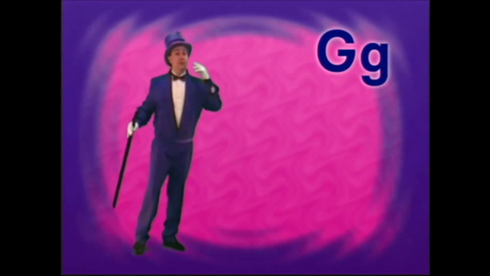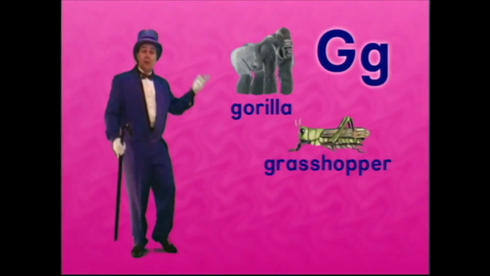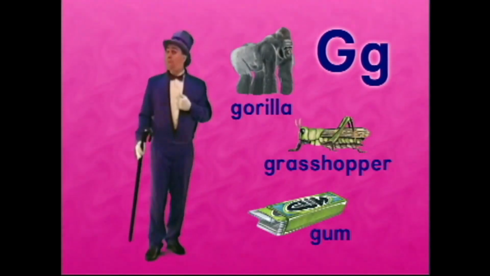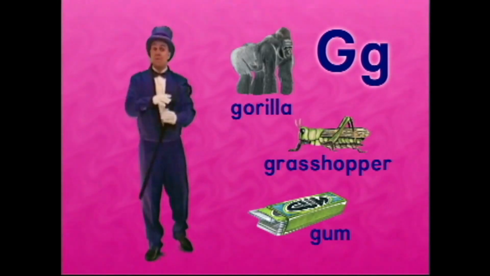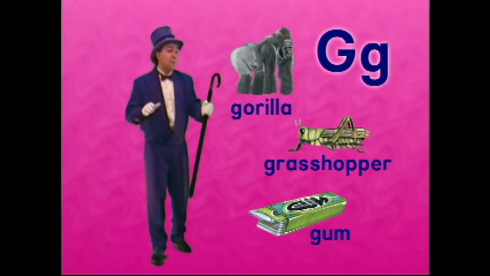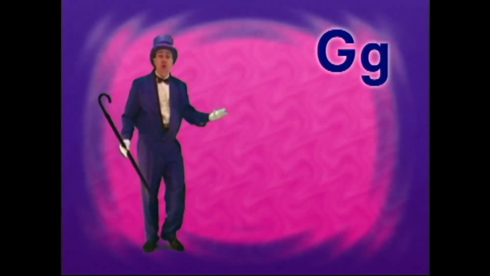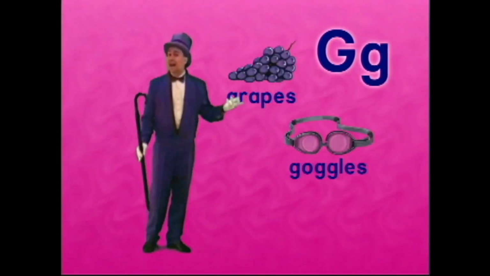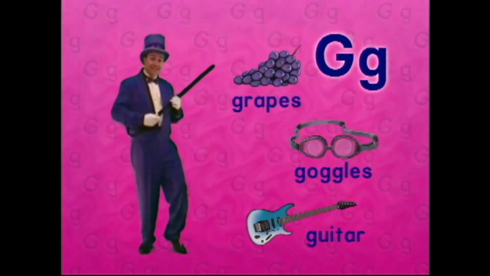Sing some G words, then we'll hum. Gorilla, grasshopper, and some gum. These are G words, that's what they are. Grapes, goggles, and guitar.